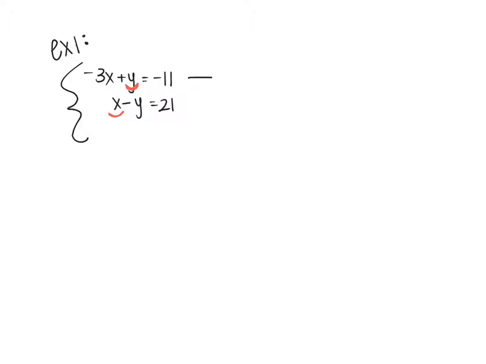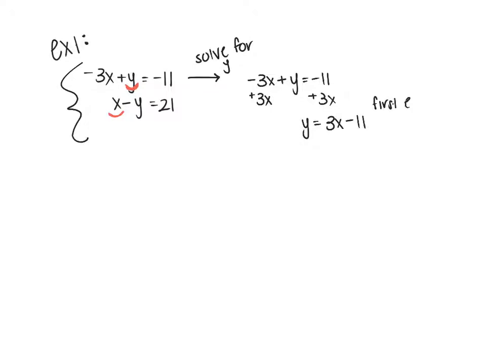So I'm going to pick the first equation, and I'm going to solve for y. To solve for y, I need to move the x over. So I'm going to add 3x to both sides. And then I'll get y equals 3x minus 11. So that's the first equation solved for y.